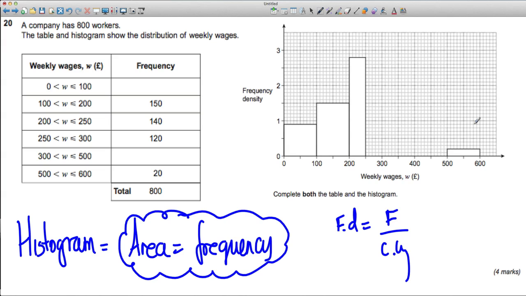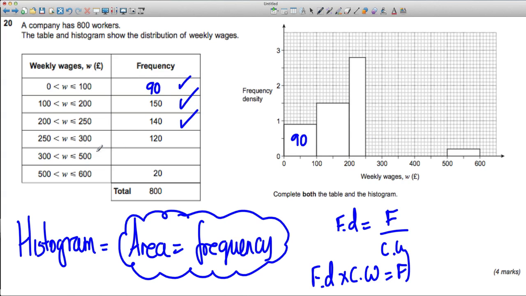And the reason that's true is because the frequency density, which is the height of a bar, times the class width, must be the frequency. This is just from this formula here. So, in this case here, what is the area of this? Well, it's 0.9 multiplied by 100, which is going to be equal to 90. So this here would be 90. This here would be 100 times 1.5, which is 150. This here is 50 multiplied by 2.7, which would be 140 as we've got. And we have to draw the rest.